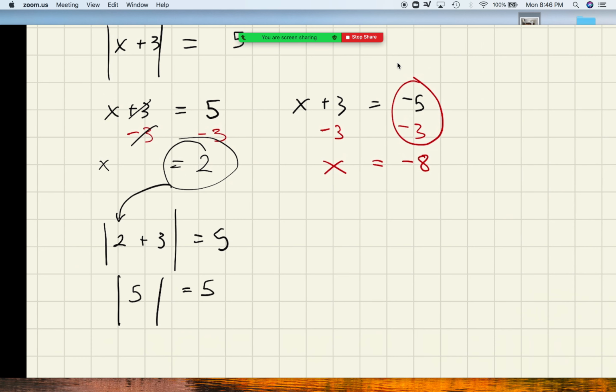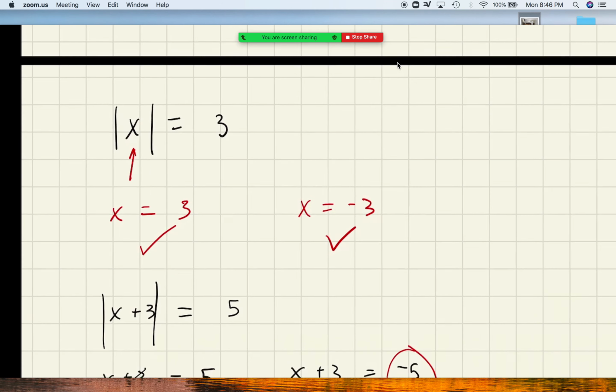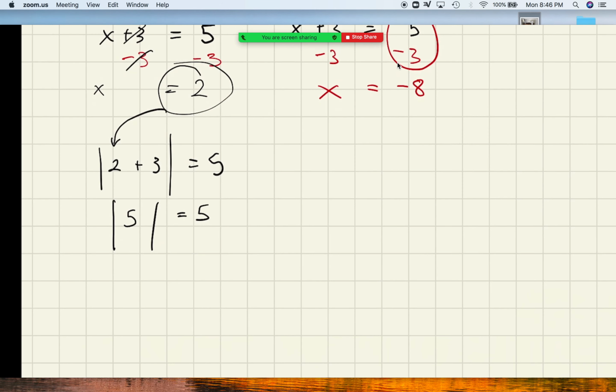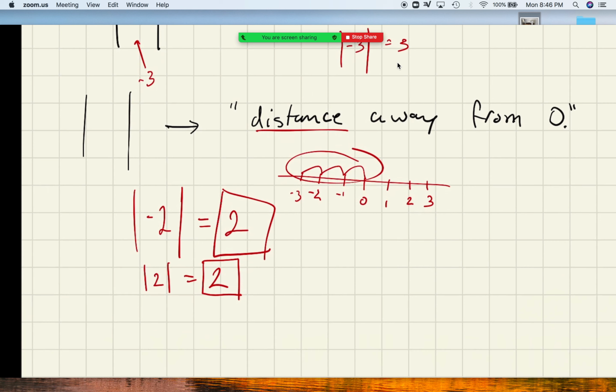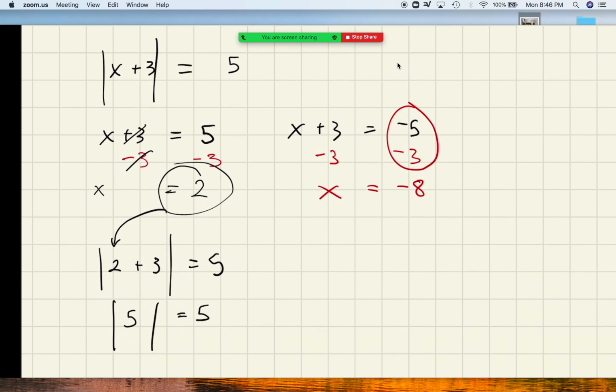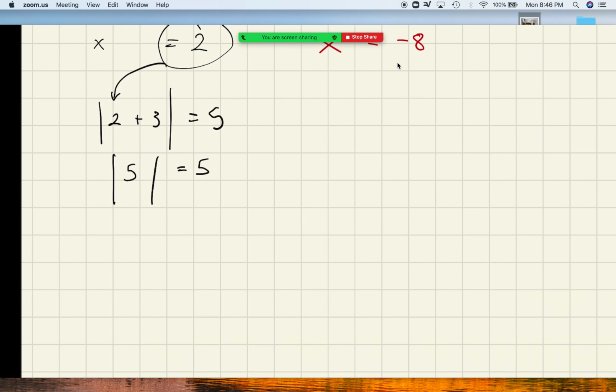But the absolute value of 5 is just the distance 5 is away from 0. 1, 2, 3, 4, 5. I mean, it's just 5. So that works out. The absolute value of 5 is just regular 5.